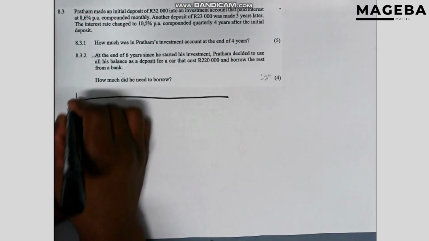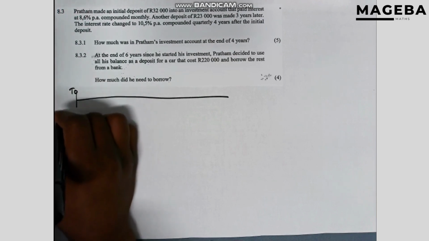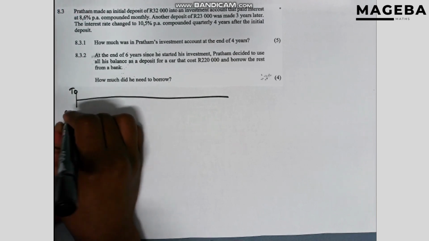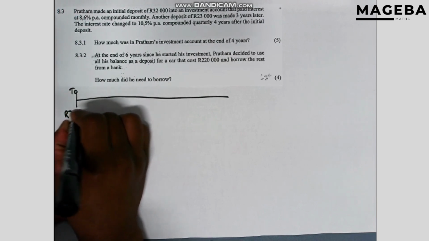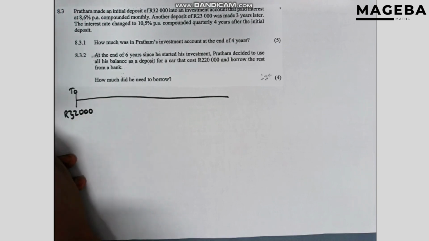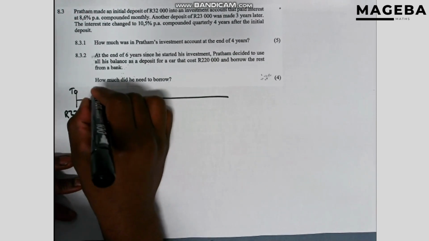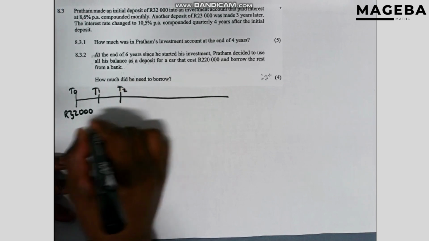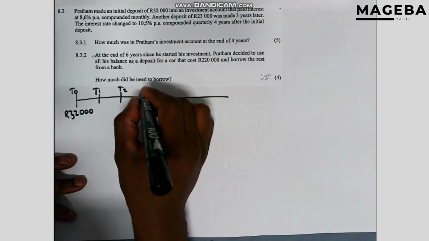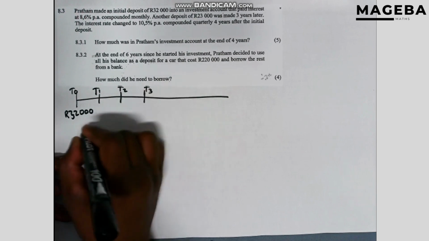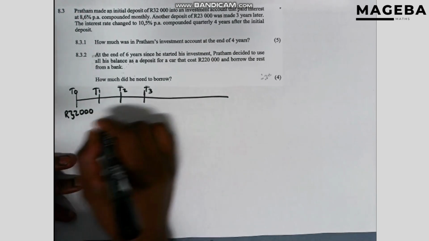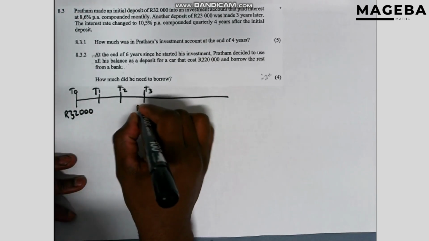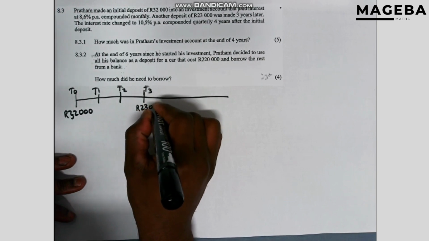Initial deposit is made at T0, which is 32,000, and then after 3 years, now the first year is T1, second year T2, and third year, which is T3, there was another deposit of 23,000.